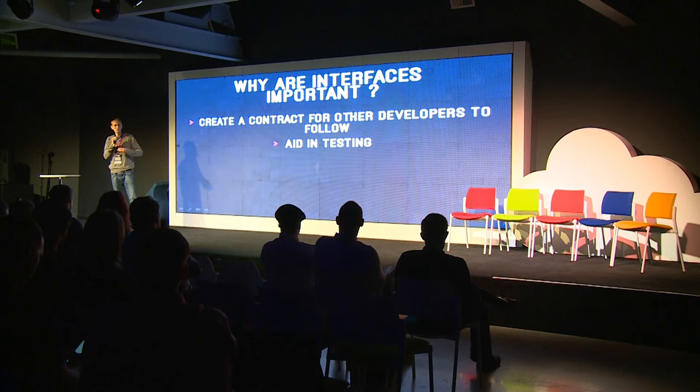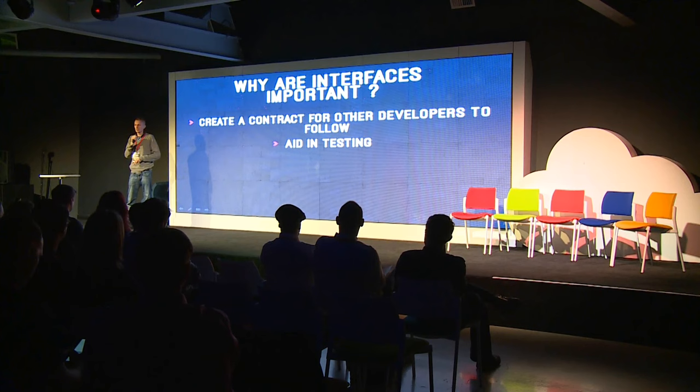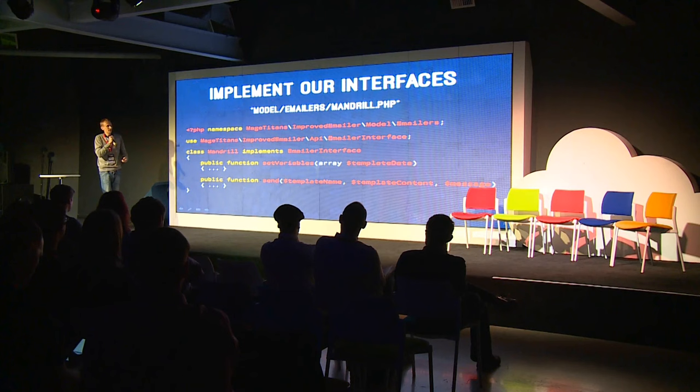And it really helps in testing. If we're injecting an interface into our code, then we can mock that without having to worry about calling a database or sending emails. It's an interface that we can mock, stub, or fake quite easily, and it's really inexpensive to do that. So we implement our interface in what I extended to be model email as mandrill.php. You can see it's quite simple. I use the emailer interface. I implement the interface.